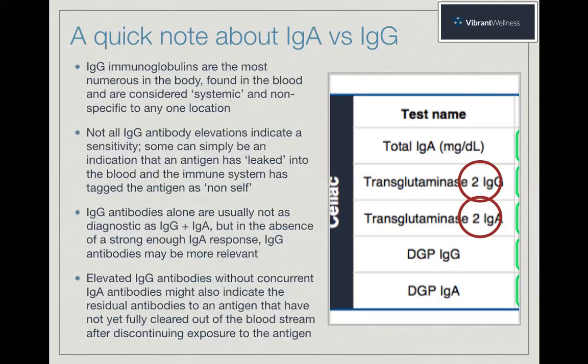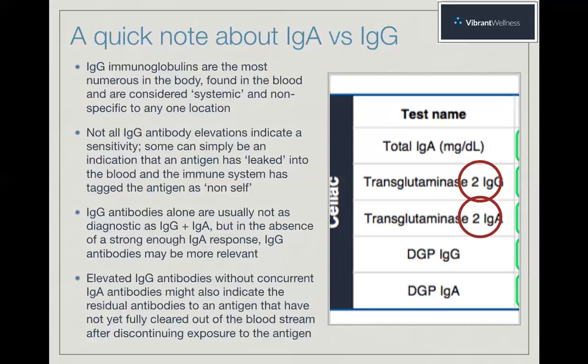IgG immunoglobulins are the most numerous in the body, found in the blood, and are considered systemic and nonspecific to any one location. Not all IgG antibody elevations indicate a sensitivity. Some can simply be an indication that an antigen has leaked into the blood and the immune system has tagged the antigen as non-self. IgG antibodies alone are usually not as diagnostic as IgG and IgA, but in the absence of a strong enough IgA response, IgG antibodies may be more relevant.